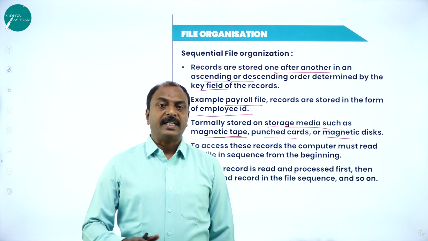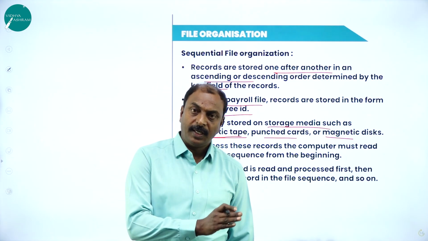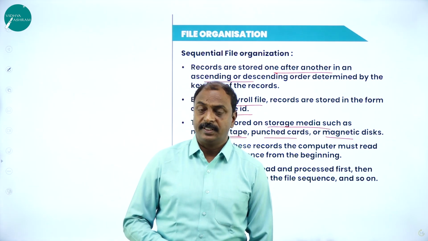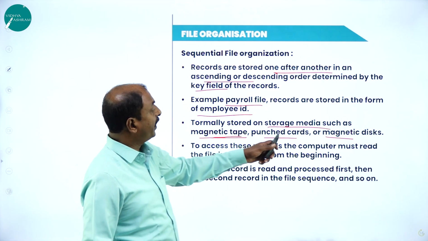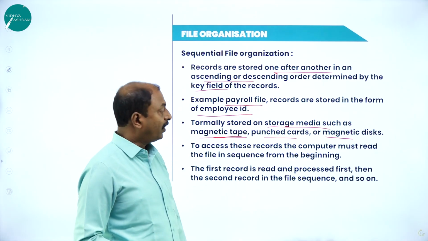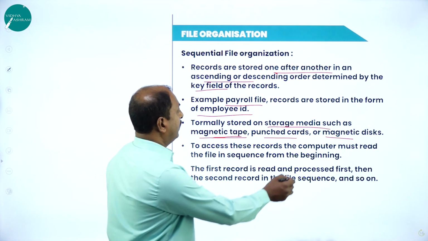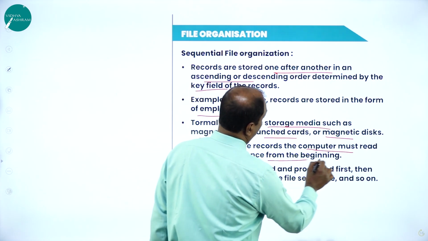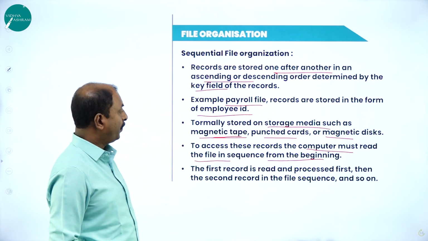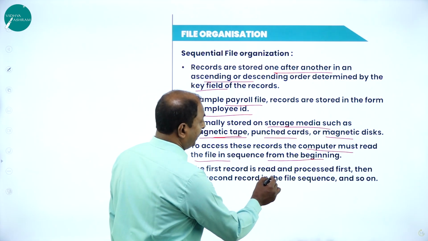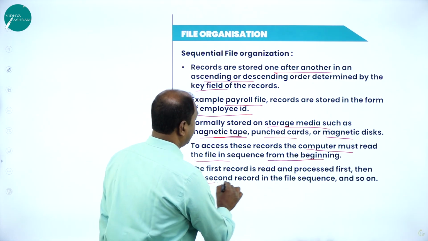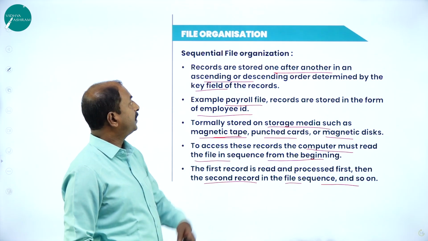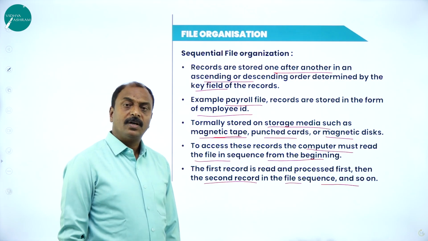If you want to access the next record, everything from the beginning till the previous record has to be accessed. Only then is it possible for us to access the next record or next file. That is serial file organization. To access a record, the computer must read the file in sequence from the beginning. That's what I told you just now. The first record is read and processed first, then the next record, and so on. This is how it works with sequential file organization.